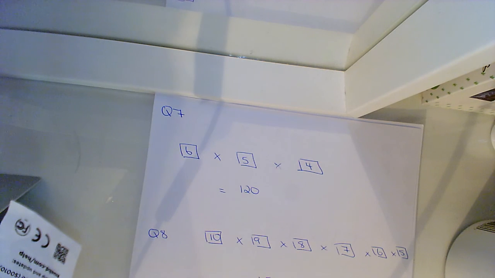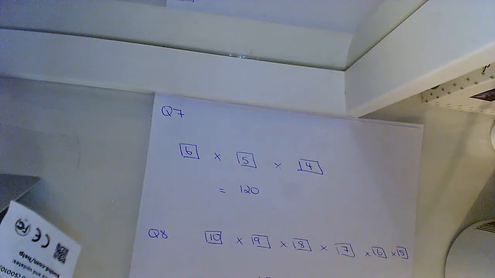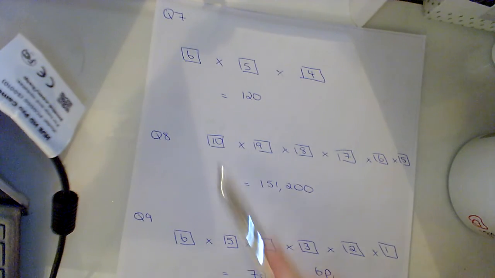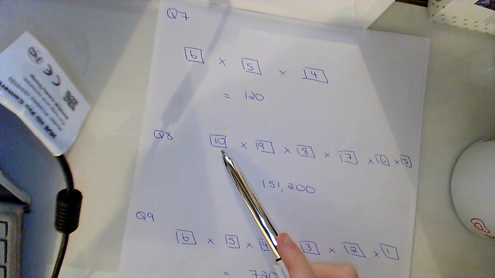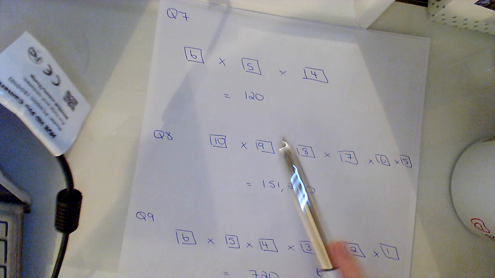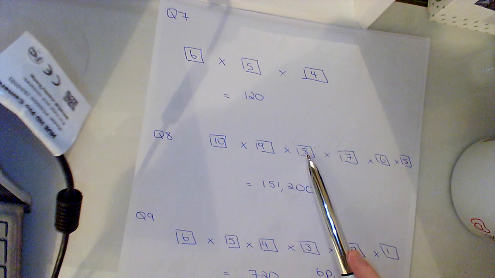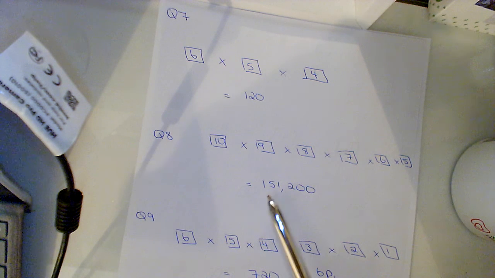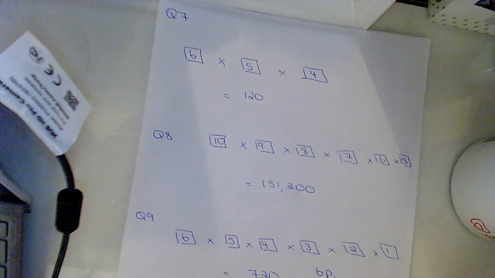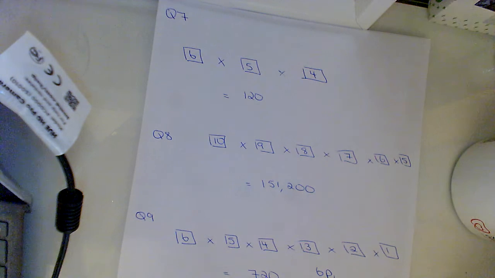Question 8, it says a baby presses 6 of the 10 numbers, so 0 to 9, on a telephone dial pad once each. How many different number sequences could she have dialed? So she has pressed 6, so I make 6 boxes, 1, 2, 3, 4, 5, 6. There's 10 numbers that she could have chosen first. Then she's left with 9 numbers, 8 numbers, 7 numbers, 6 numbers and 5 numbers. And I get my answer to be 151,200.